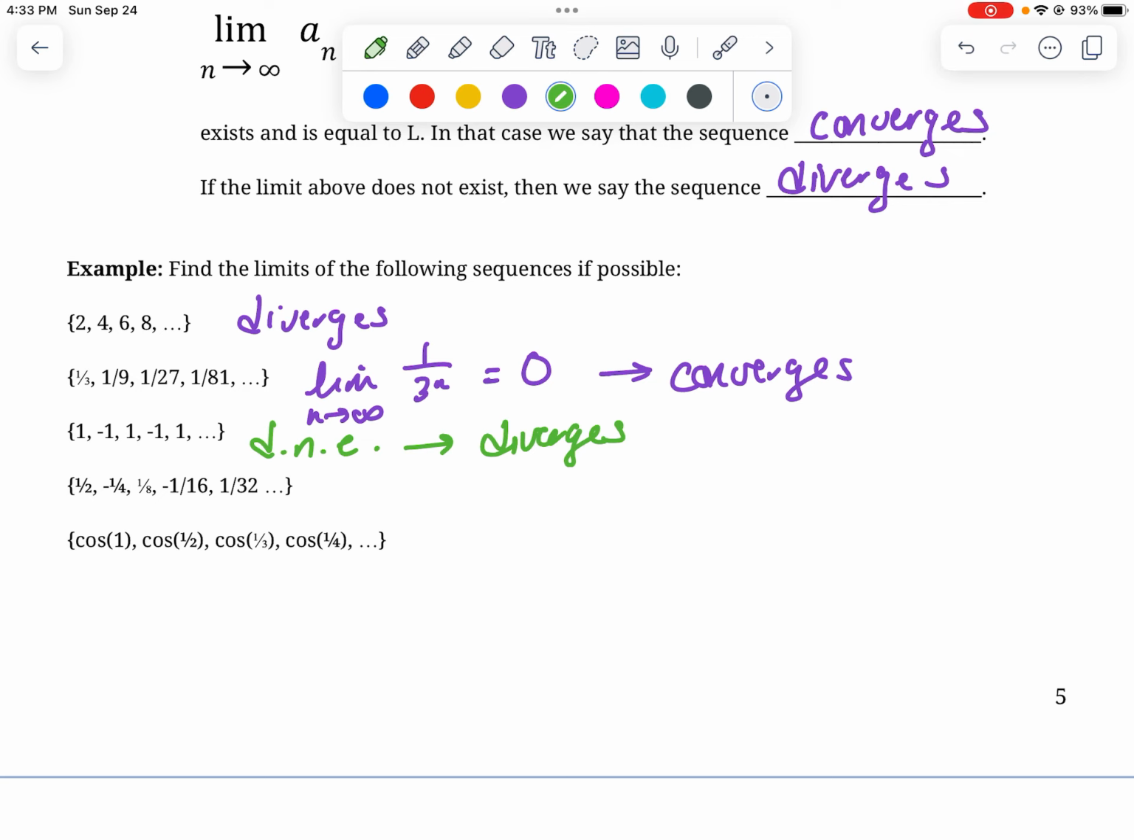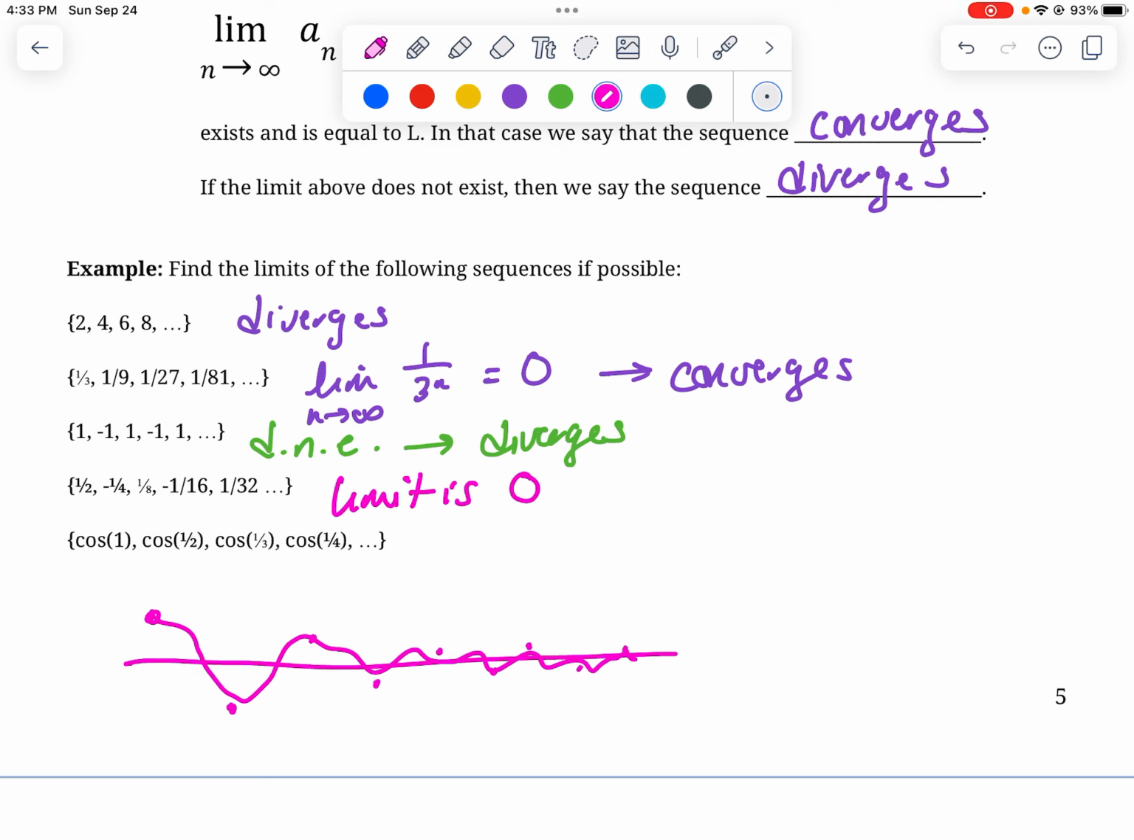Okay, the next one is kind of interesting. It has a number and then a negative, and then a positive, then a negative, and a positive, and a negative, and all of them are getting closer and closer to 0. That actually does have a limit of 0. It's what Mr. Aronson actually refers to as the dying dolphin, jumping and slowly petering out. Okay, its limit is 0. So that means that the sequence converges.